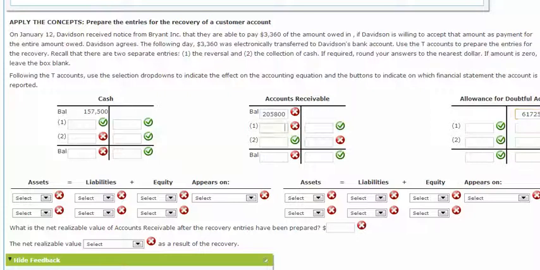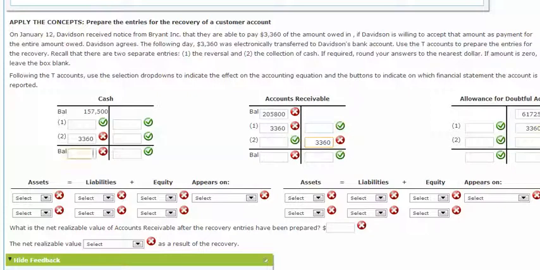Now I'm going to reverse the previously written off amount only to the extent that we're going to collect it. So I'm going to debit it, saying he now owes me $3,360. And I'm going to credit my allowance for doubtful accounts for $3,360. Then I'm going to collect the cash of $3,360. This is the second part of the entry. I will credit my accounts receivable for $3,360, and there is no effect on the allowance for doubtful accounts.